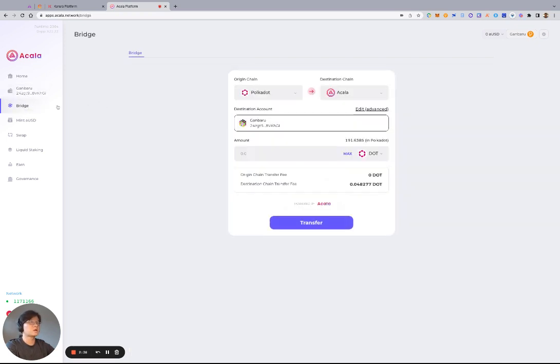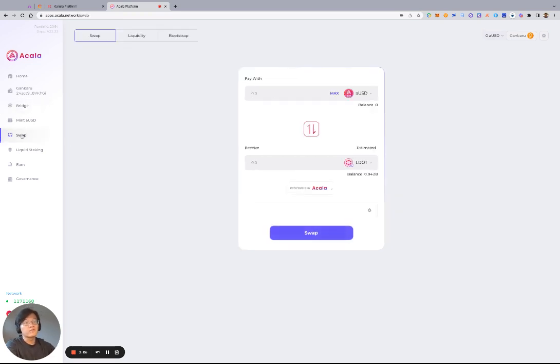The Acala team has built out a bridge that allows you to bridge DOT from the Polkadot network onto the Acala network. Very easy and simple to use. So I would recommend anybody that's new to start off with just bridging over some DOT assets to the Acala network, and then you can proceed with the next step, which is how to mint Tdot.